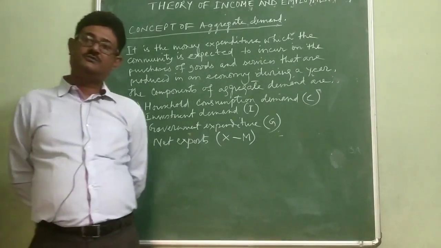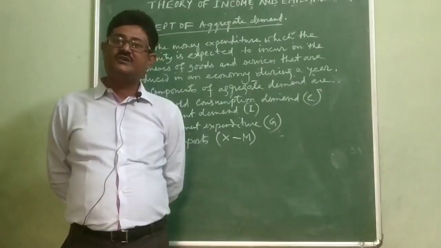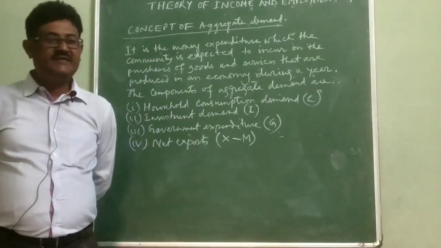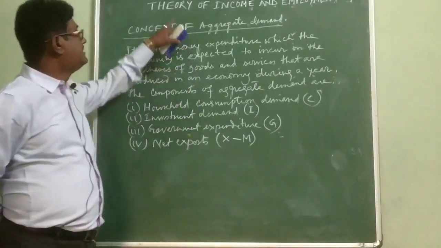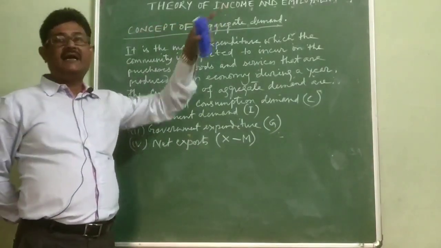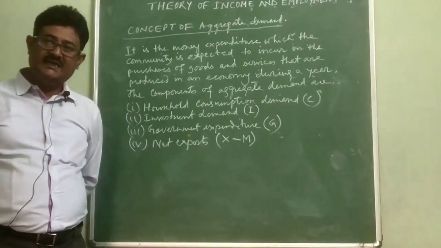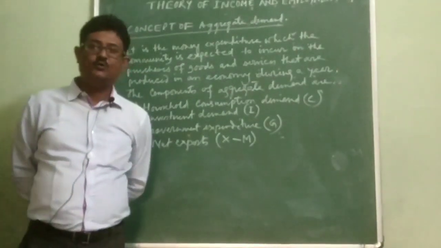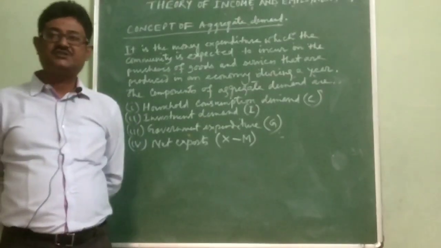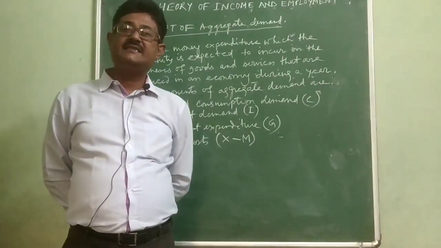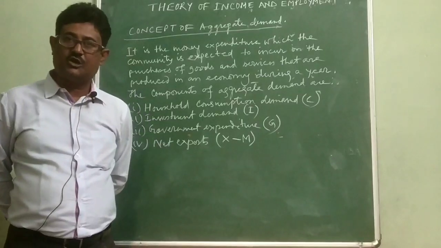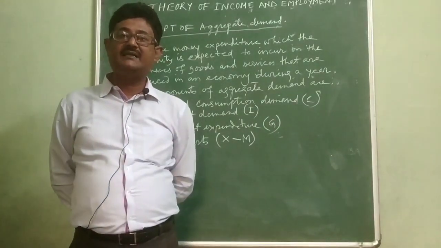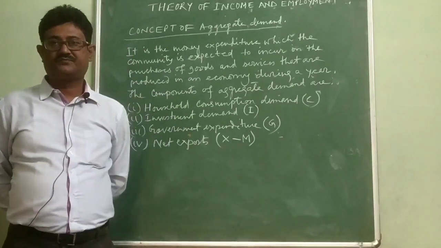You have gone through the previous videos on national income. Now today we are going to discuss the theory of income and employment. That is, here we will concentrate on how the equilibrium level of national income is determined in an economy by the equality between aggregate demand and aggregate supply.